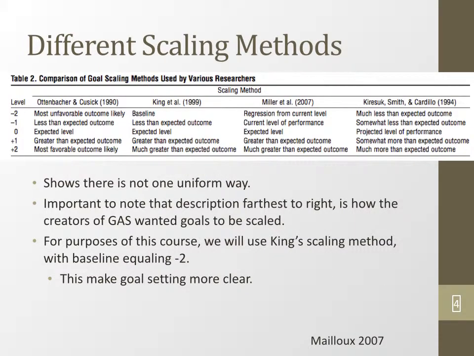As you can see, researchers have defined what the -2 to +2 objectives mean. This shows there is not one uniform way to scale goals, according to the literature. The column farthest to the right is what the creators of GAS intended each level to be. For purposes of this course, we will use King's scaling method with baseline equaling -2. This is the set of goals that are in the second column. This will make goal setting more clear.